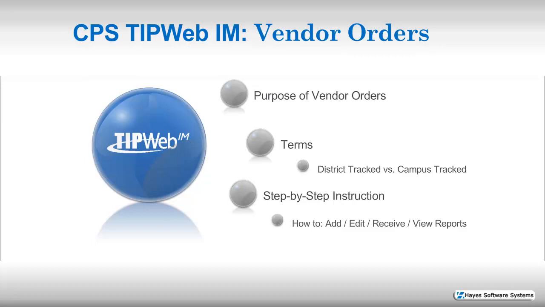Next, let's discuss terms. There are two types of textbooks which we'll list in your application, those that are district tracked and those that are campus tracked. I'll be showing you today how to order both district tracked and campus tracked textbooks. And last of all, we'll do some step-by-step instruction on how to add, edit, receive, and view reports. So let's go ahead and get started.